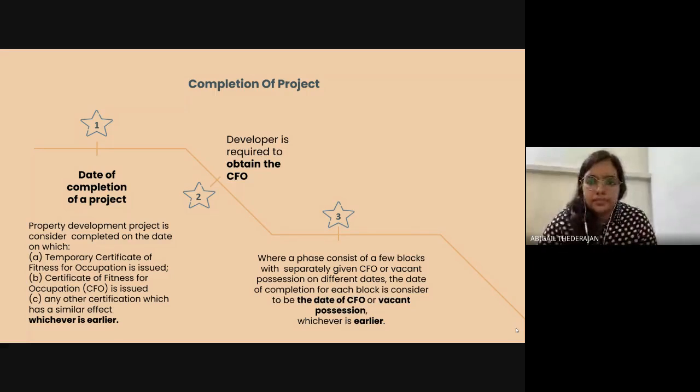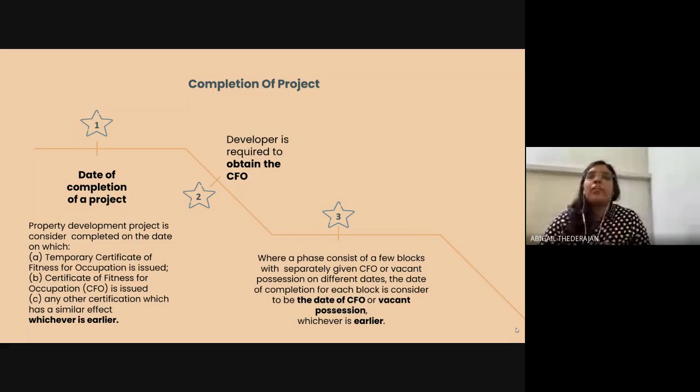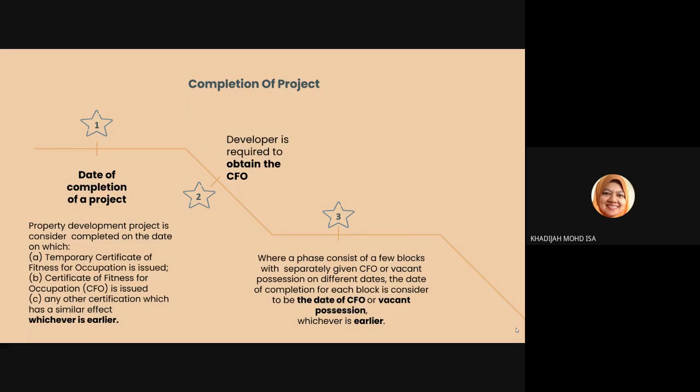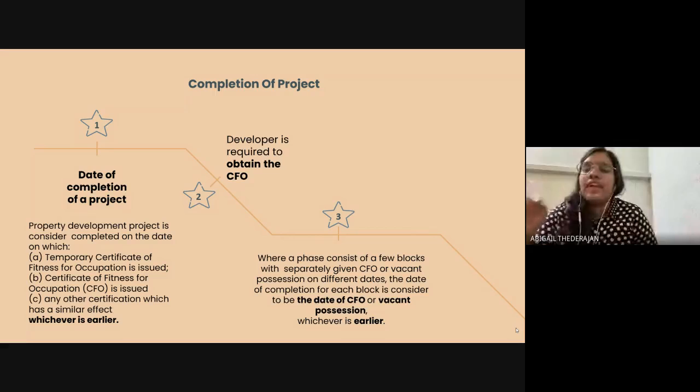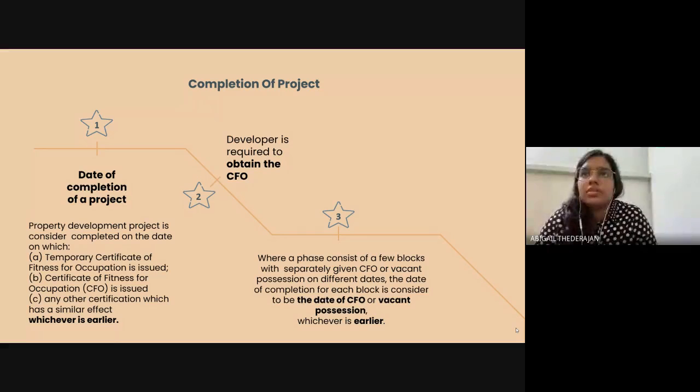So these two, A and B, is it the same or what? Okay, it's not the same. One is a temporary certificate, and one is the confirmed one. So this is effective when either one of them is issued, whichever date is earlier. Maybe you will get one earlier and the other one not as early.